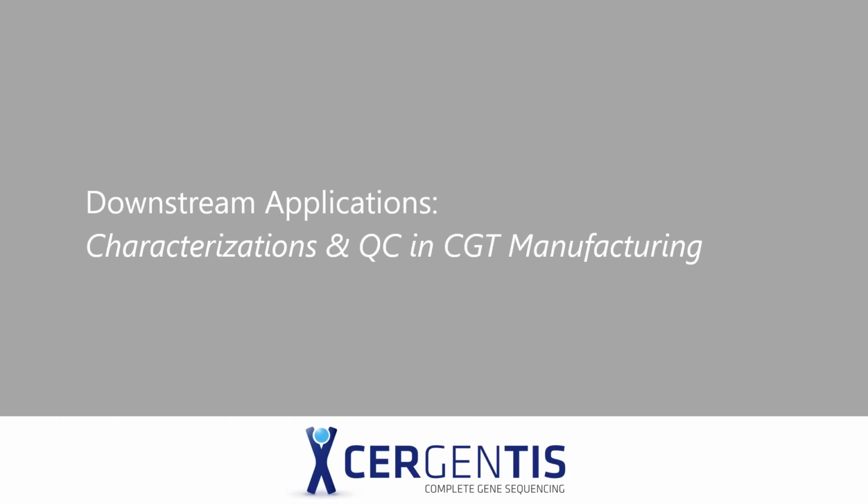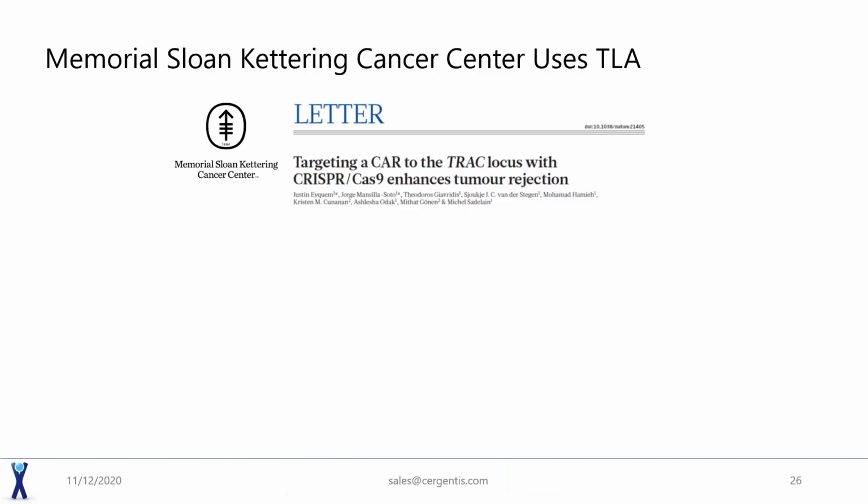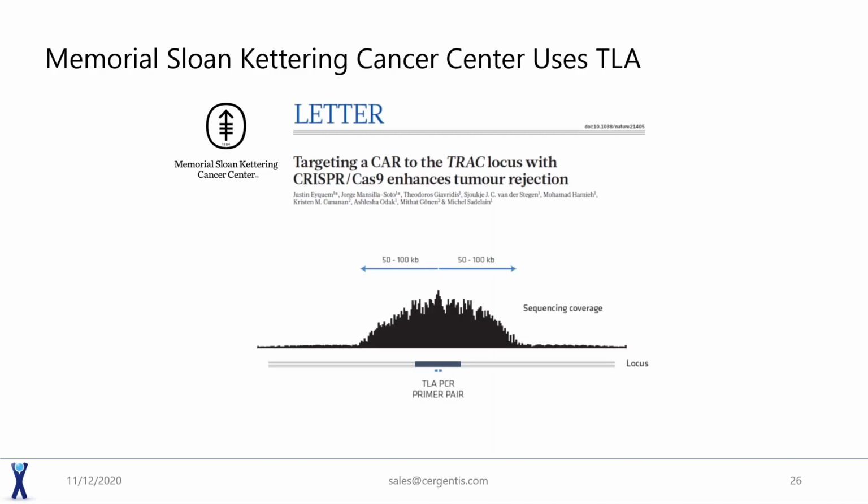So in terms of our relevance in the downstream application, this is a very nice example together with one of the groups at the Memorial Sloan Kettering Cancer Center. In this study, they wanted to target a CAR to the TRAC locus using a CRISPR-Cas9 strategy. So using TLA in the same manner that I've depicted until now, basically with the primers complementary to the transgene, we were able to confirm a correct intended targeting.